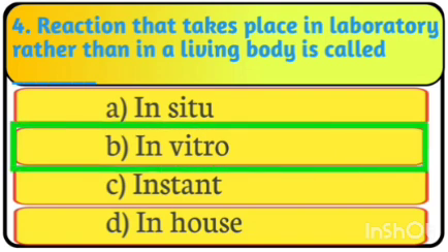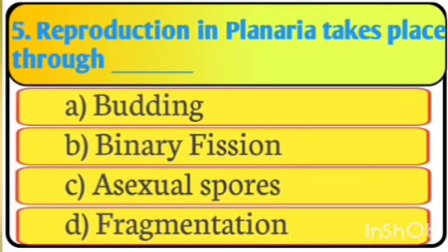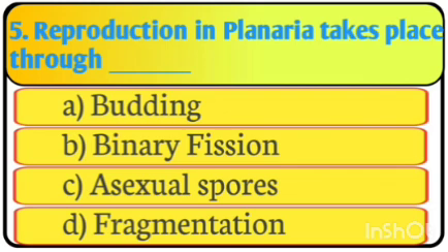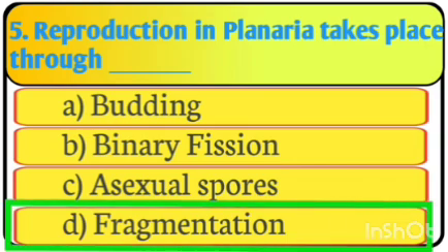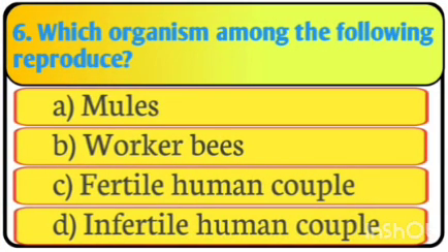In vitro. Next, reproduction in planaria takes place through: A. Budding, B. Binary fission, C. Asexual spores, D. Fragmentation. Correct answer is option D. Fragmentation. Next, which organism among the following reproduces? A. Mules, B. Worker bees, C. Fertile human couple, D. Infertile human couple. Correct answer is option C.